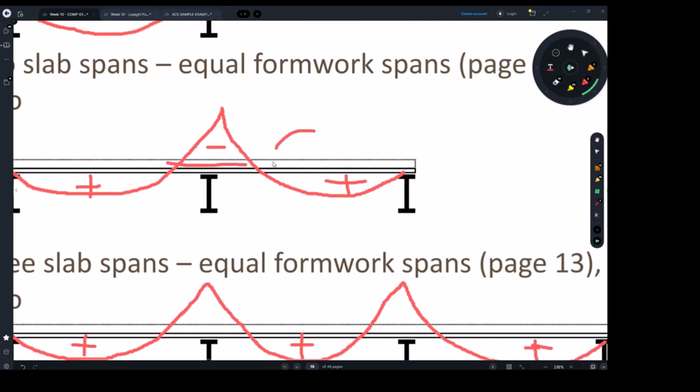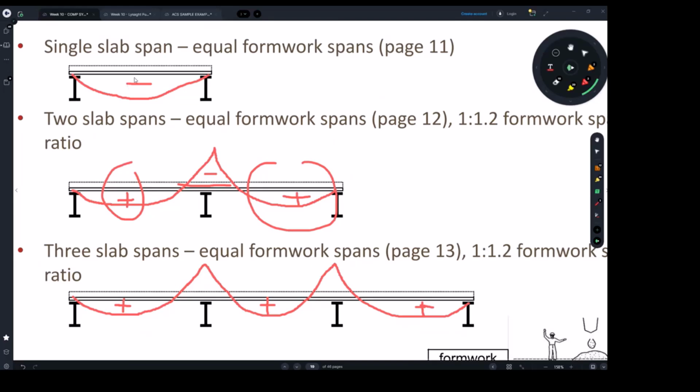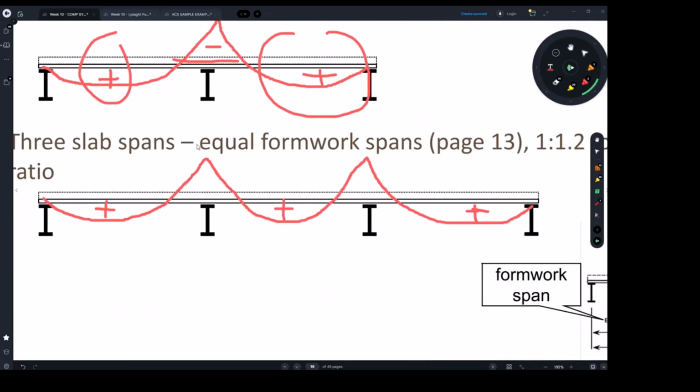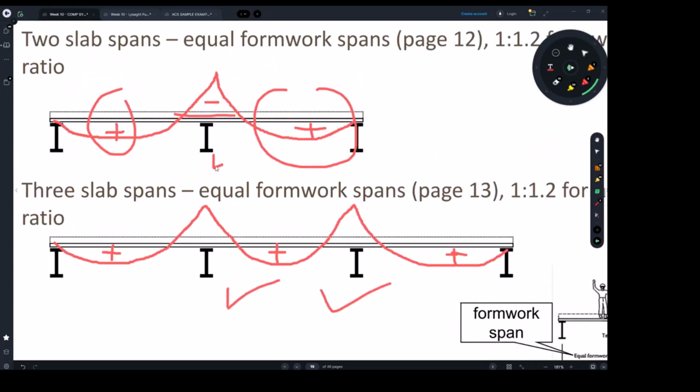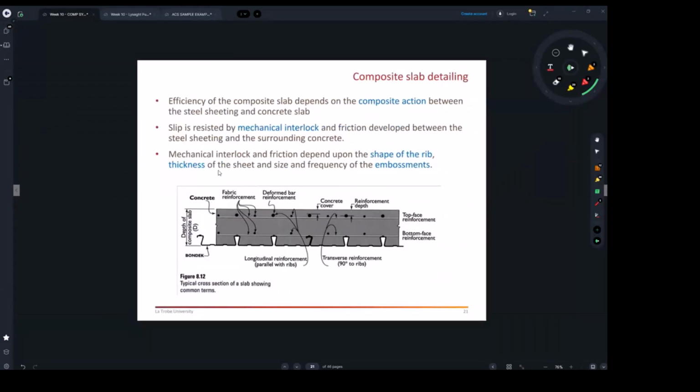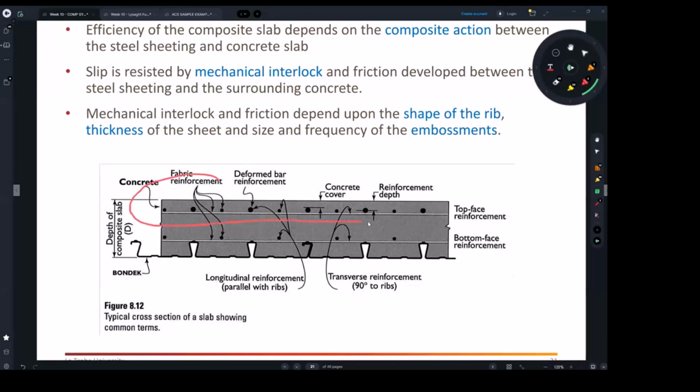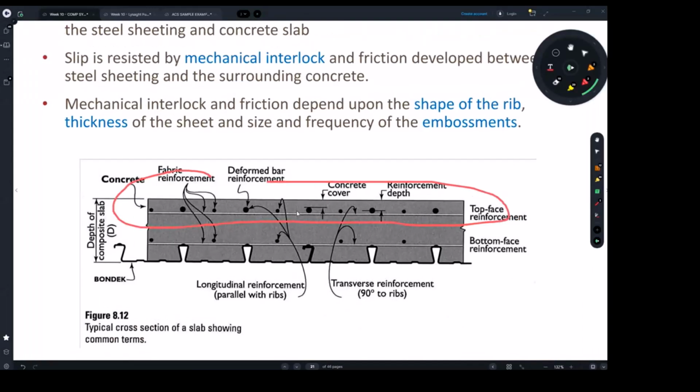But in these regions, the decking will be taking the job of resisting the tension. Okay, the decking will be taking the job of resisting the tension. For simply supported, it's all positive, so the decking is doing all the job anyway. But the issue with continuous cases like 3 spans or 2 spans is that we have to have top reinforcement. We have to have top reinforcement, which you can see here. We have them running into the page, and we have the other direction.